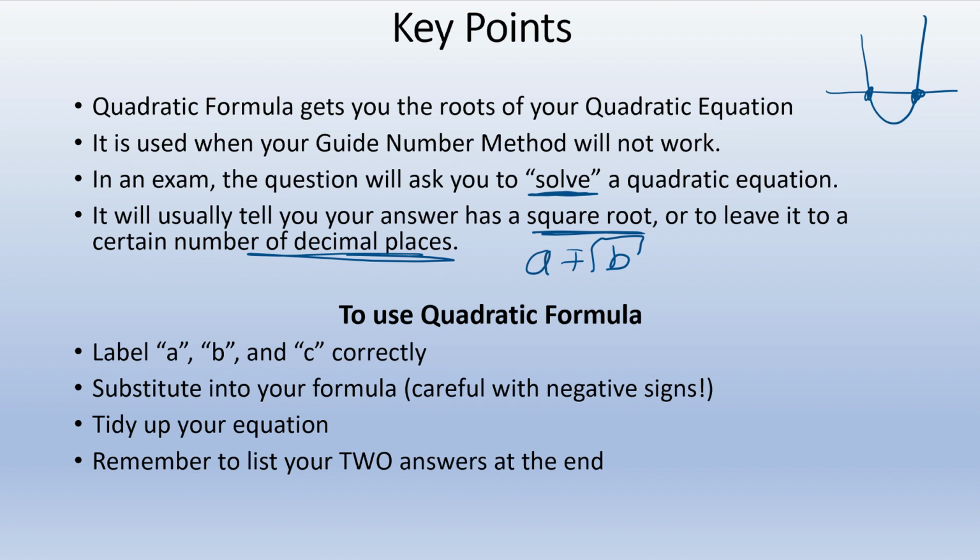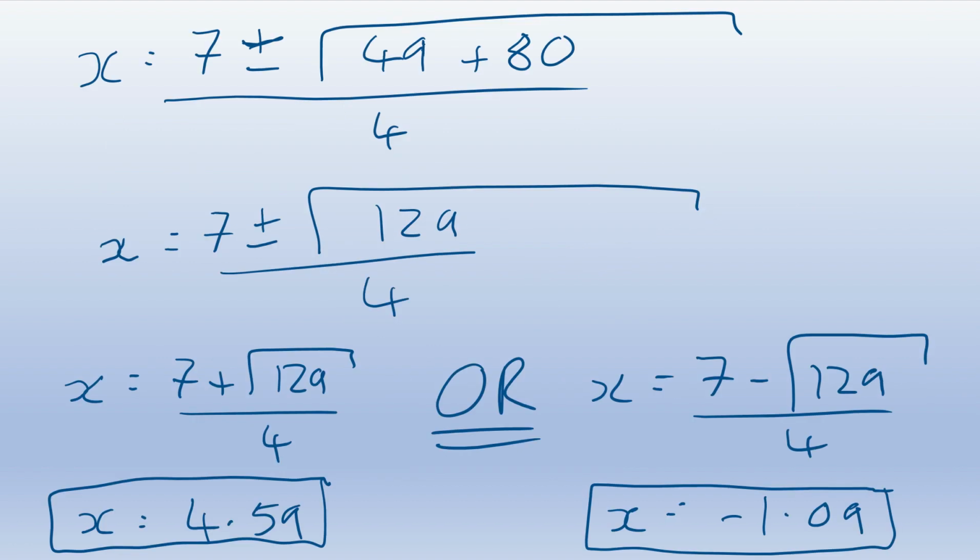And then to use the quadratic formula, label A, B and C correctly. That's 5 out of your 10 marks, as we saw in the exam question. Make sure your substitution is immaculate. Substitute in. Be careful with your negative signs. Use your brackets. So if you're substituting in -2 for B, make sure you substitute in like that into your formula. Make sure to protect it with your brackets. Tidy up your equation. And remember to list your 2 answers at the end. Sometimes people, let's say going back to this one here, sometimes people will only put this one here. They'll forget about their second one here, and they'll end up losing a couple of marks because they forgot about the -1. So just be careful of that.